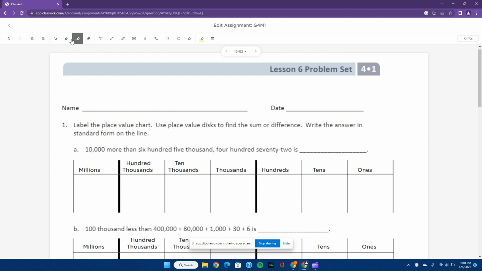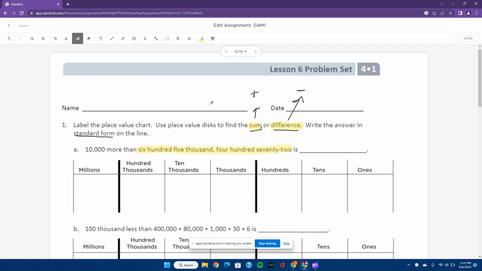It says label the place value chart, which I've already gone ahead and did. Use the place value discs to find the sum or difference. Write the answer in standard form on the line. So we need to understand what the sum and or the difference is. So the sum is the answer to an addition problem, and the difference is the answer to a subtraction problem. So we're going to have to take a look at the phrasing that they're using in each of these examples. Letter A says 10,000 more than, and they give us this number here in word form.